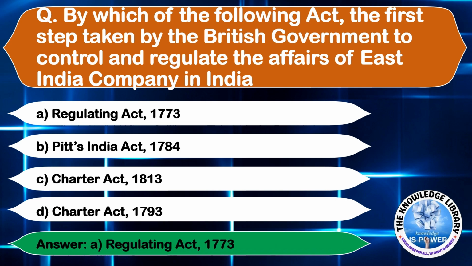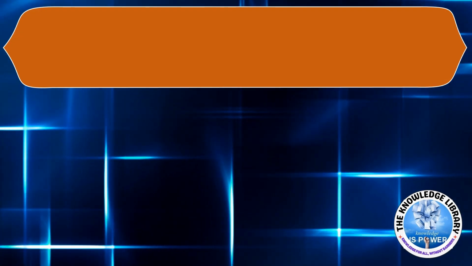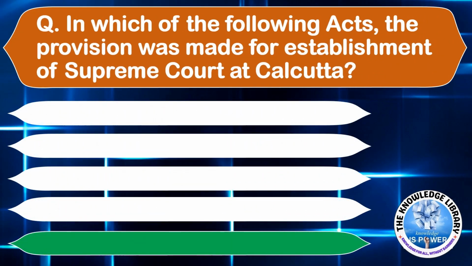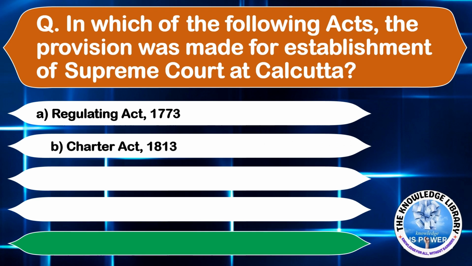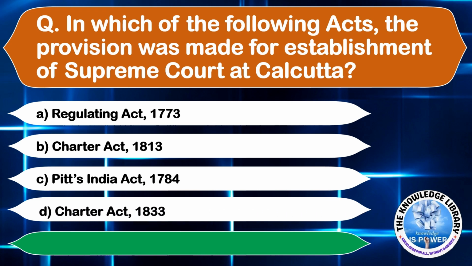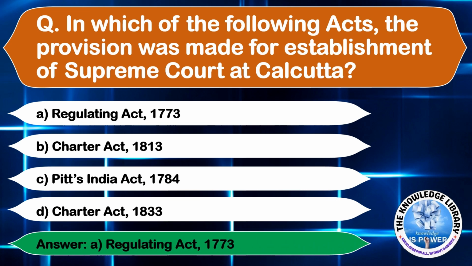The next question is, in which of the following acts was the provision made for the establishment of Supreme Court at Calcutta? Option A, Regulating Act of 1773. Option B, Charter Act of 1813. Option C, Pitt's India Act of 1784. And option D, Charter Act of 1833. The correct answer is option A, Regulating Act of 1773. Moving on to the next question.